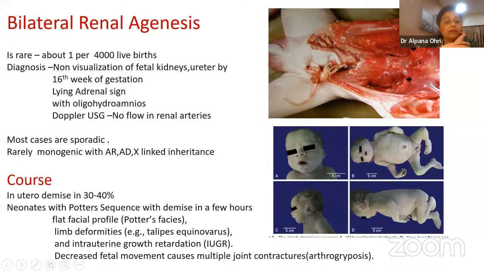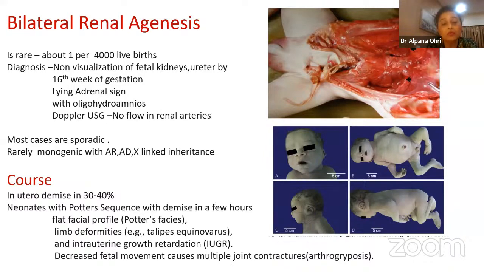Most cases are sporadic. Rarely monogenic causes have been associated, showing autosomal recessive, X-linked, and even autosomal dominant inheritance. There has been some association that mothers who have diabetes are more prone to have children with bilateral renal agenesis. And even those who are smoking or binge drinking may have higher chances of bilateral renal agenesis in their children. Almost 30 to 40% of cases of bilateral renal agenesis have in utero demise.